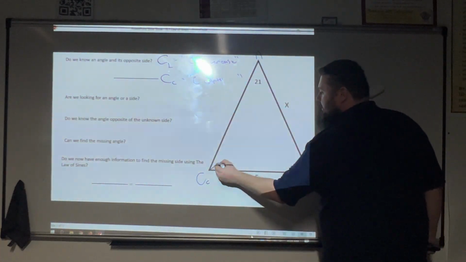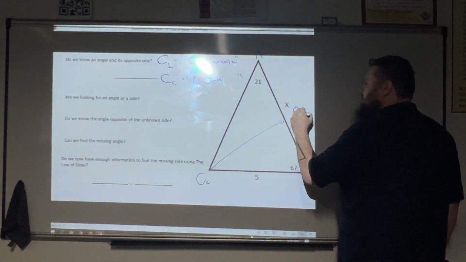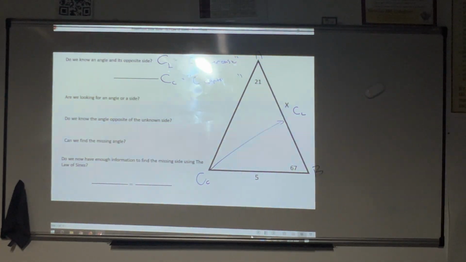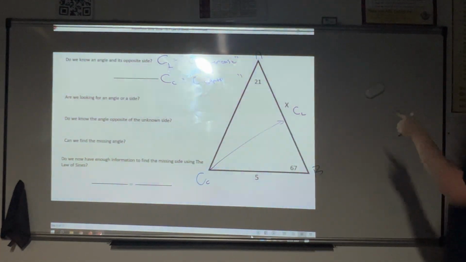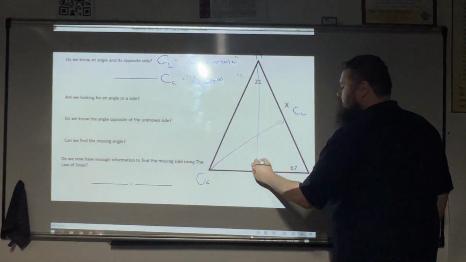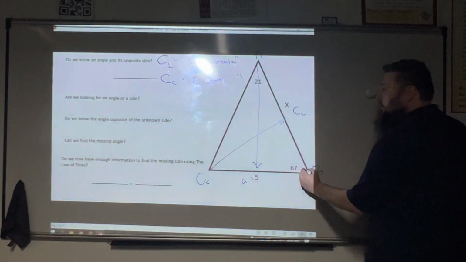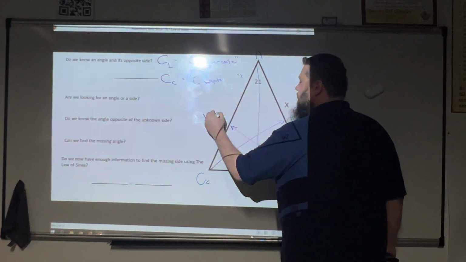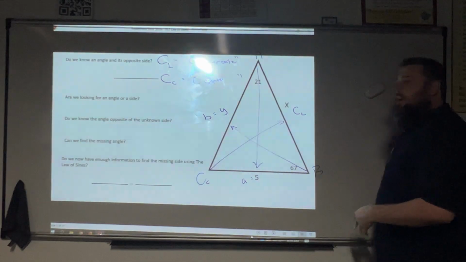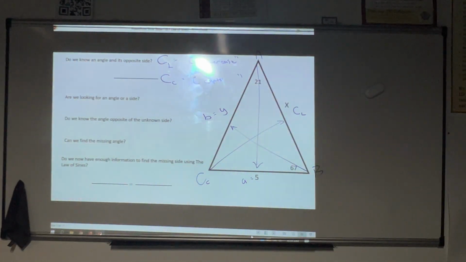Whatever angle this is, the side opposite of it will be the lowercase version of that letter. That's all I care about, that you correspond these correctly. So here, I can say little a is equal to 5, and little b is equal to y. But I don't care what letters you use or where you start them, as long as they're opposites or they're lowercase.